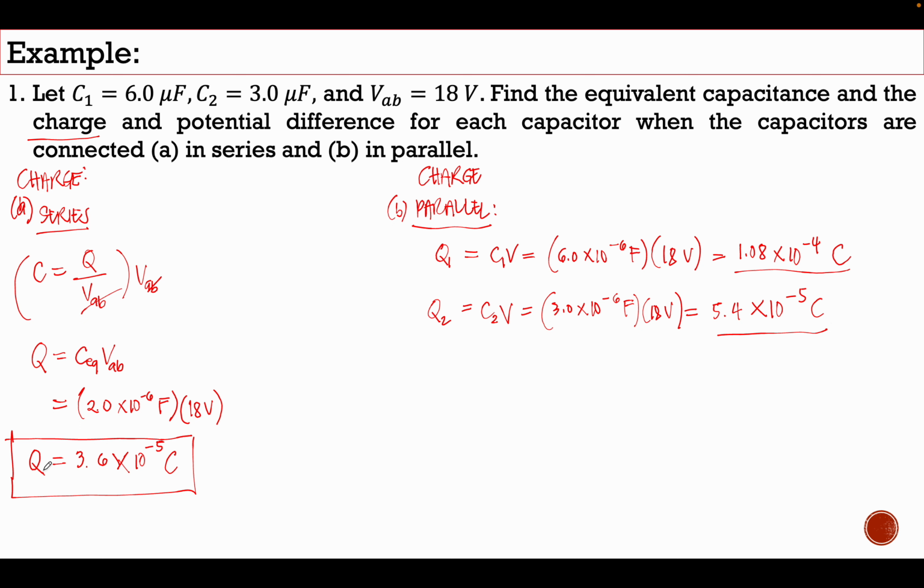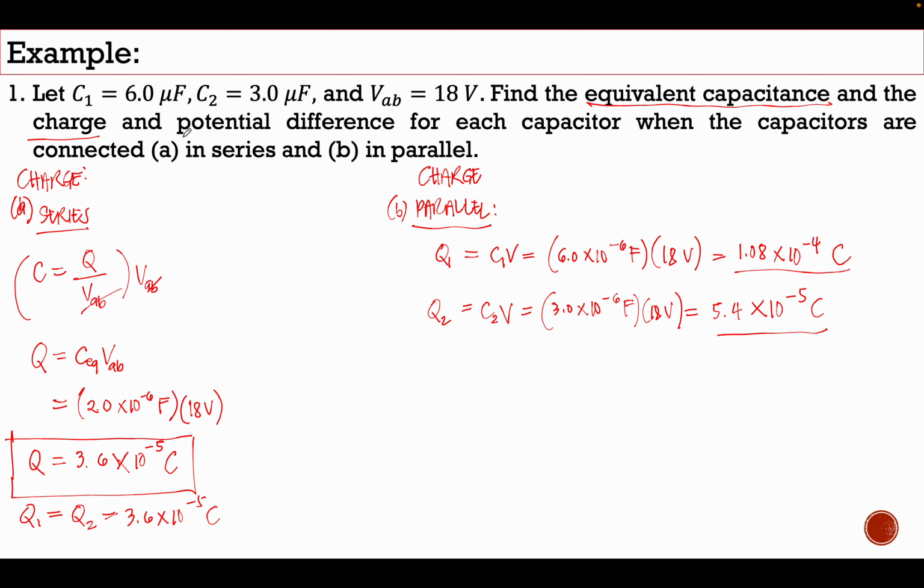So if in series, Q1 and Q2 are the same, which is again 3.6 times 10 to the power of negative 5 coulomb. And if our capacitors are in parallel, Q1 is equal to 1.08 times 10 to the power of negative 4, and Q2 is equal to 5.4 times 10 to the power of negative 5. Okay, so now we are done with solving for the equivalent capacitance as well as the charge.